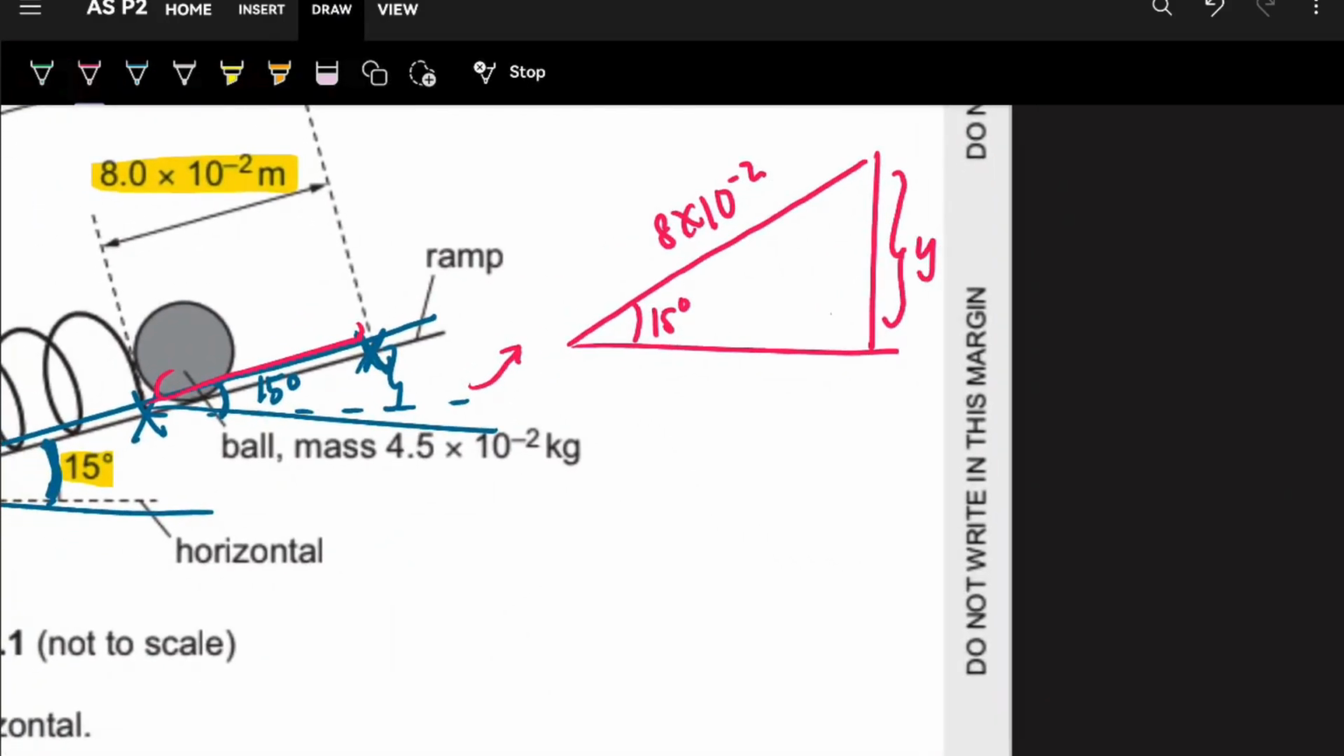So this is Pythagoras theorem, because we have a right angle triangle. We want to find what is the opposite. But we have the hypotenuse, we have the angle. So what can we do? Make use of sine. So sine 15 degrees equals to opposite over hypotenuse.